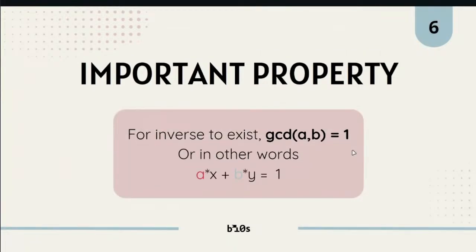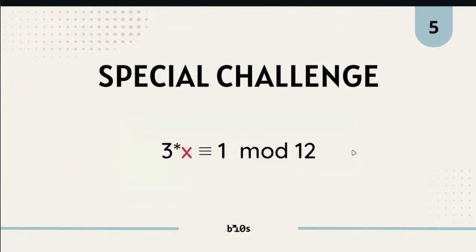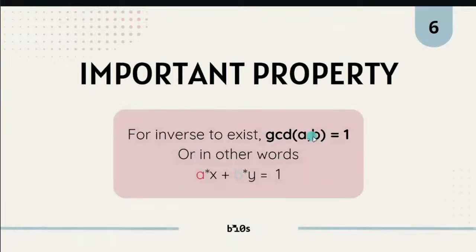This is a very important property. For an inverse to exist, the GCD of those numbers A and B should be 1. And what are A and B? Let's roll back. Over here, A and B would be 3 and 12. If you know GCD, you know the GCD is 3 over here. From there, we can see that the GCD is not equal to 1, so the inverse does not exist.